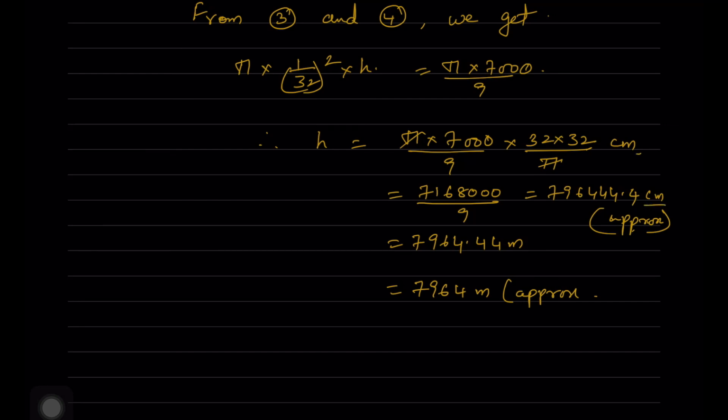So now, if you are converting centimeters into meters, you are going to divide this 79644.4 by 100 meters. So therefore you are getting 7964.44 meters, or 7964 meters approximately.